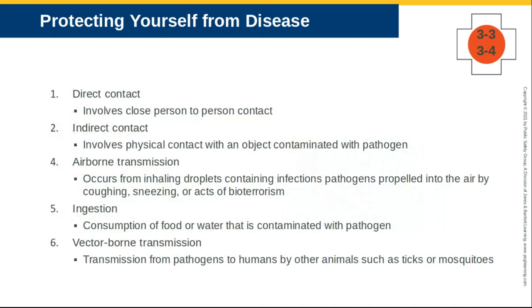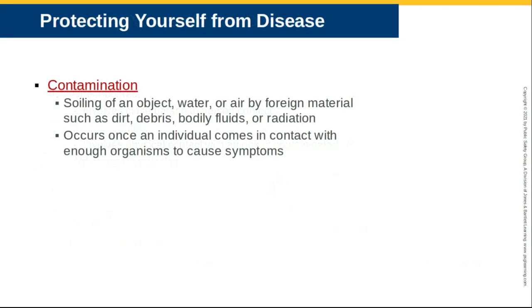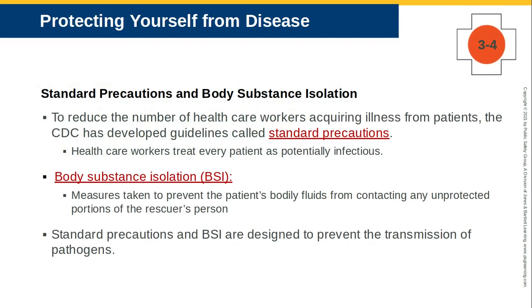Ingestion, consumption of food or water contaminated with a pathogen. If you've ever backpacked, you know how important water treatment is. And vector-borne transmission is through a third organism. Think West Nile virus transmitted by mosquitoes. Now, contamination is the soiling of an object by some foreign material. And really, if an individual comes in contact with that surface and acquires enough organisms, they may become symptomatic.